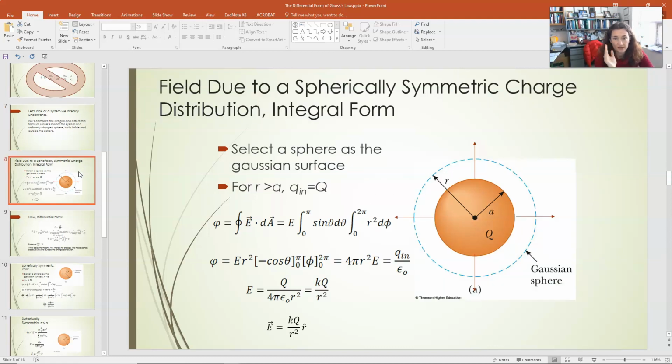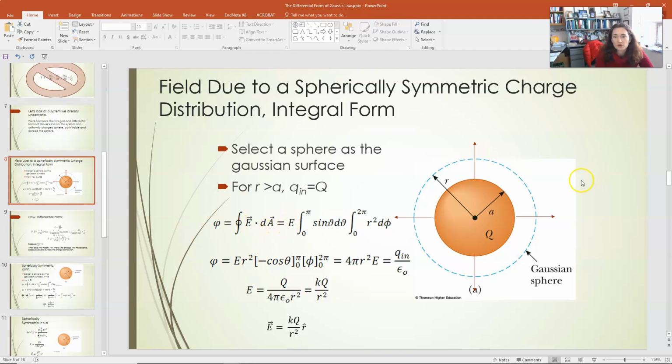If you have a spherically symmetric charge distribution, and as shown here in orange, this is our sphere of charge. The total charge on our sphere is big Q, and the sphere has a radius little a, okay? Now we're going to look at what the electric field looks like for points outside the sphere. So in other words, we're going to look at a distance r, which is greater than a, from the center of the sphere and find the electric field. If you use the integral form of Gauss's law to do that, you would have the integral over the closed surface of E dot dA.